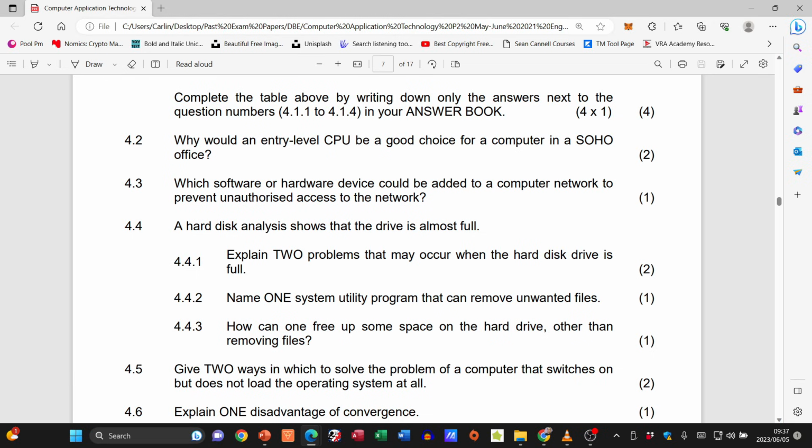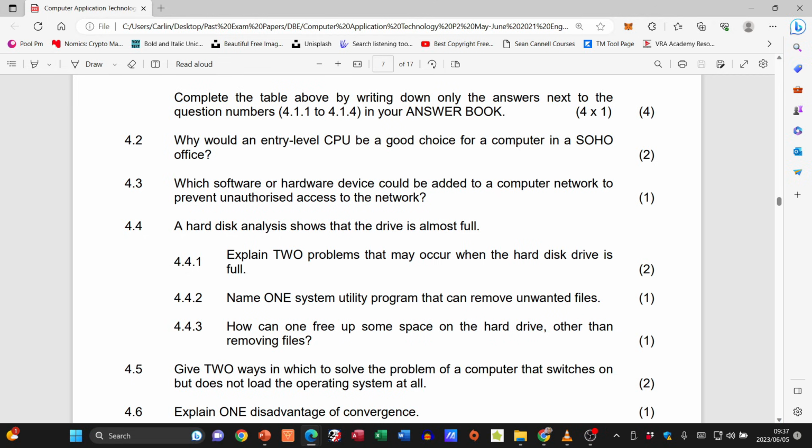4.4.1. Explain 2 problems that may occur when the hard disk is full. Well, we just mentioned that now. You could be actually getting notifications that your hard drive is full. You're not able to save anything. Your system starts to slow down. The system might freeze from time to time. Some applications might not work properly. So those will all be indications that your hard drive is full.